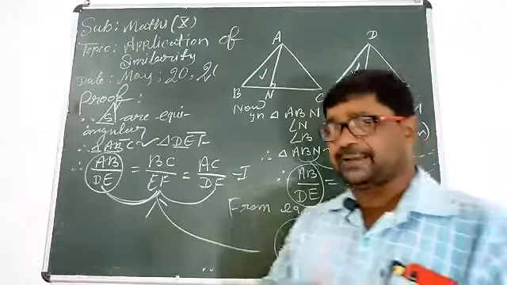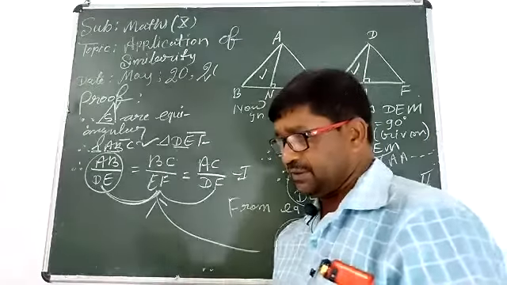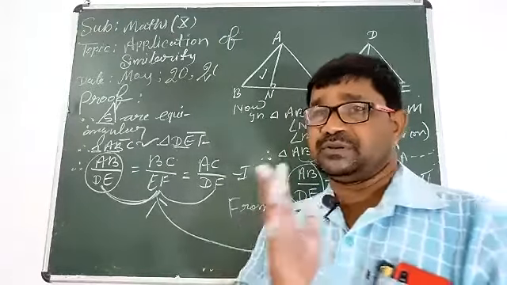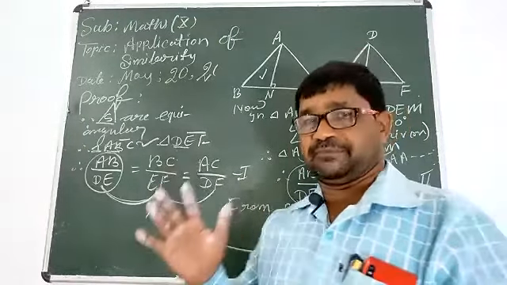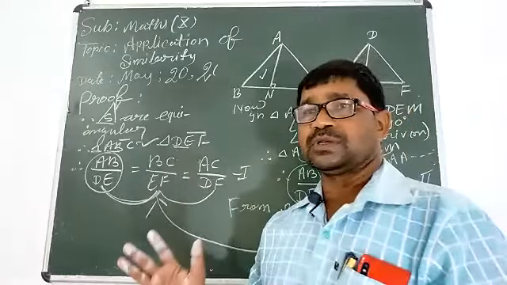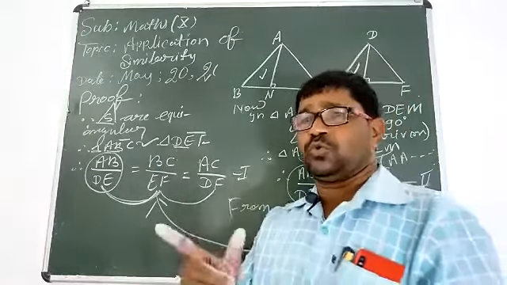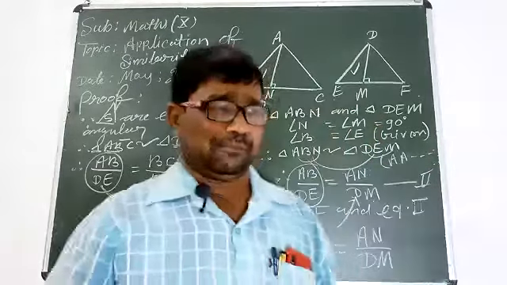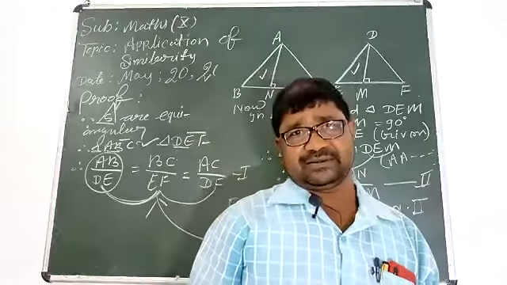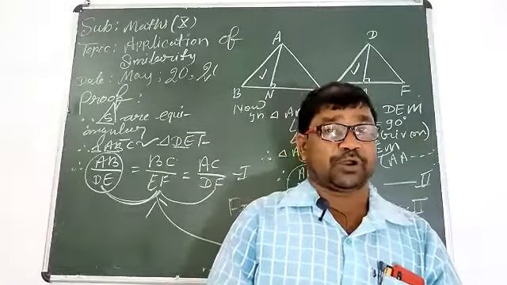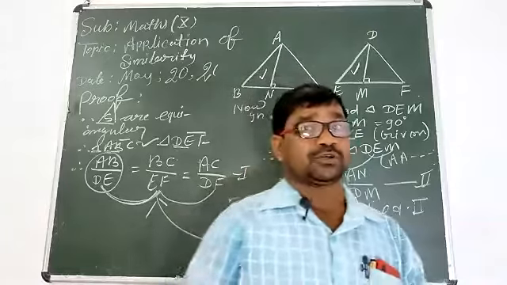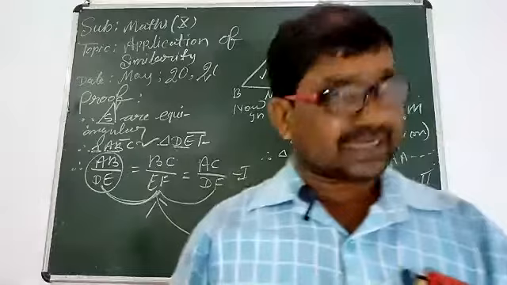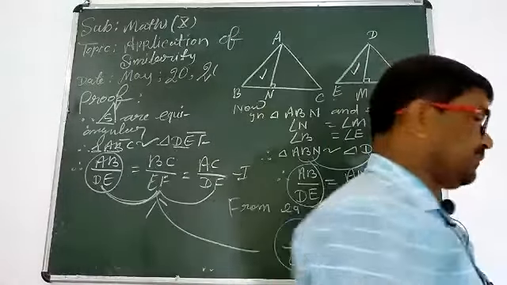So from today, we should add one more concept in our life. What? If there are two equiangular triangles, then we must understand that the ratio of their corresponding sides is equal to the ratio of their corresponding altitudes. Understood?